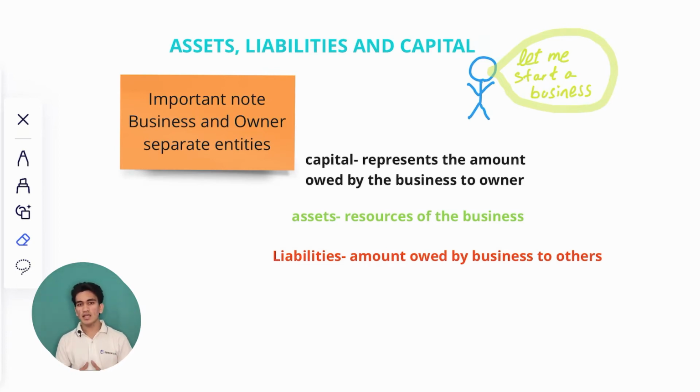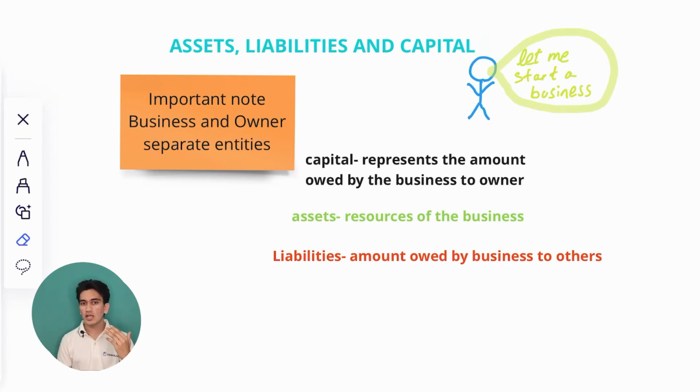Going further, what are assets? All these resources that the business has now gained from the owner, the property, the money and the vehicle, are now all owned by the business. So all of these resources which it now owns are its assets. Assets are the resources of the business.